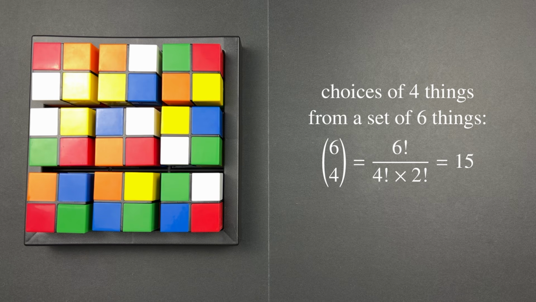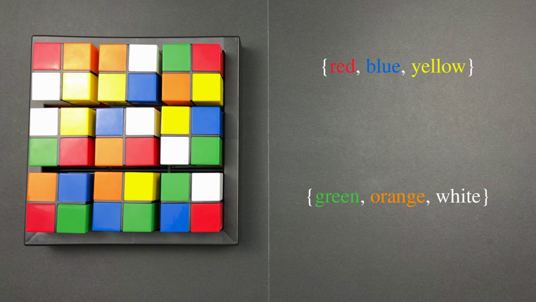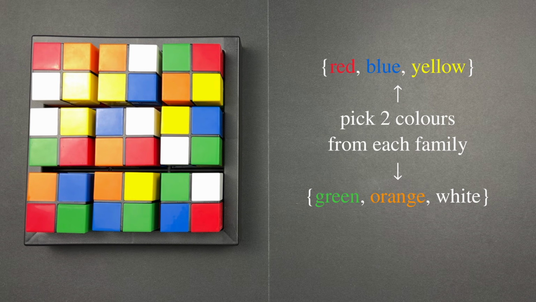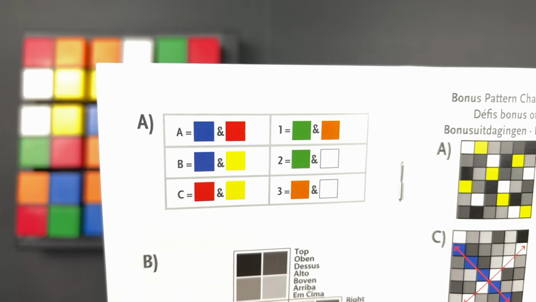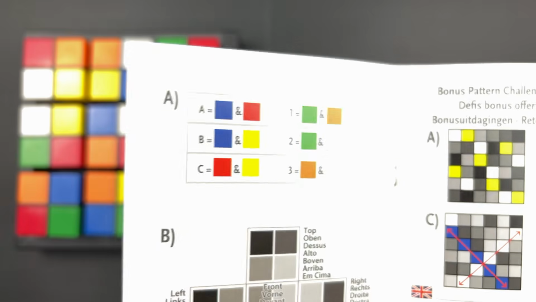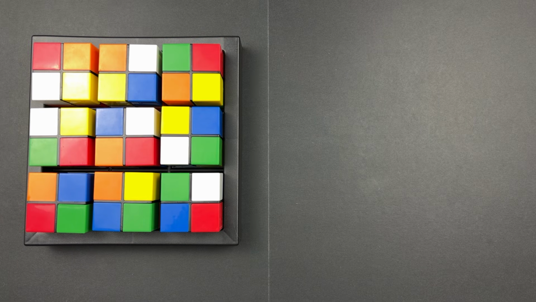It turns out that we can group the 6 colors into 2 families of 3. One family is red, yellow, and blue, and the other is green, orange, and white. And each cube uses exactly 2 colors from each family. That gives 3 options for each family, and 3 times 3 is 9. You could figure this out yourself by examination, or you could just look at the manual which spells this out explicitly. These 2 families of 3 are going to be very important for solving the puzzle.